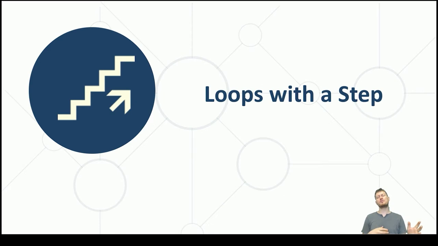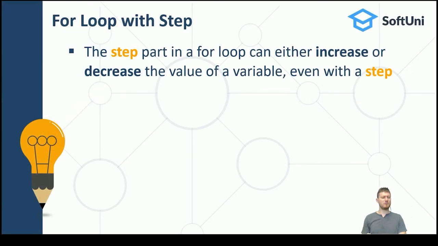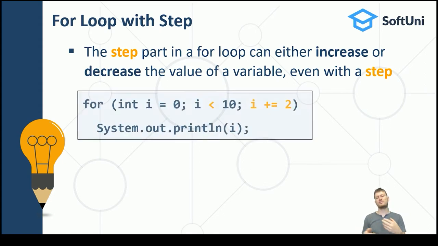Okay, we learned how to use for loops in order to repeat from 1 to 10, from 1 to n, or from 0 to n minus 1, repeating from a certain starting position until some end position with i++ logic. But we can use loops with a step. I'll show you how. Loops with a step use the step part in the for loop, which can increase or decrease the value of the variable or change it with some formula. This is an example of how we iterate from 0 to 9 with step 2. It will print 0, 2, 4, 6, 8.